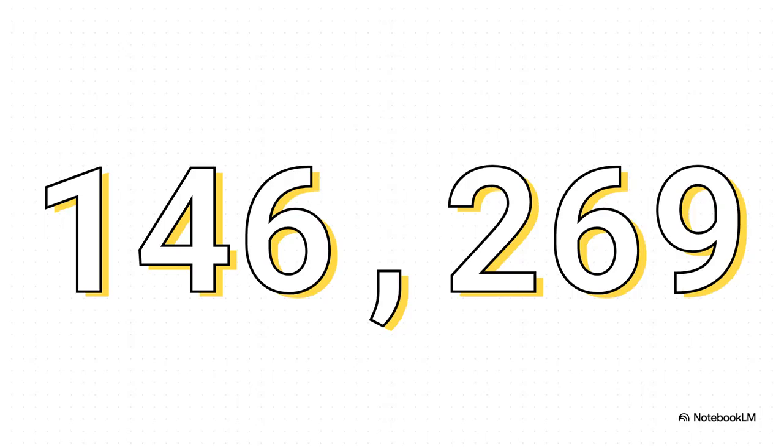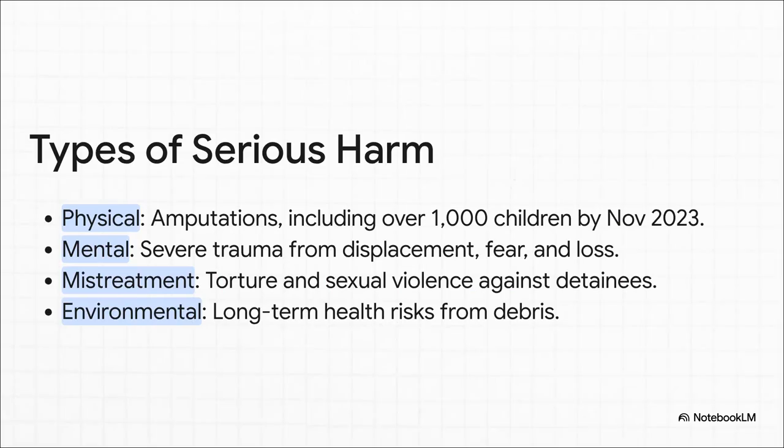All right, let's move on to the second act, causing serious bodily or mental harm. And again, the report starts with a huge number. In terms of physical injuries, it documents over 146,000 people injured within its timeframe. Now, harm can mean a lot of things, right? So the report breaks it down.